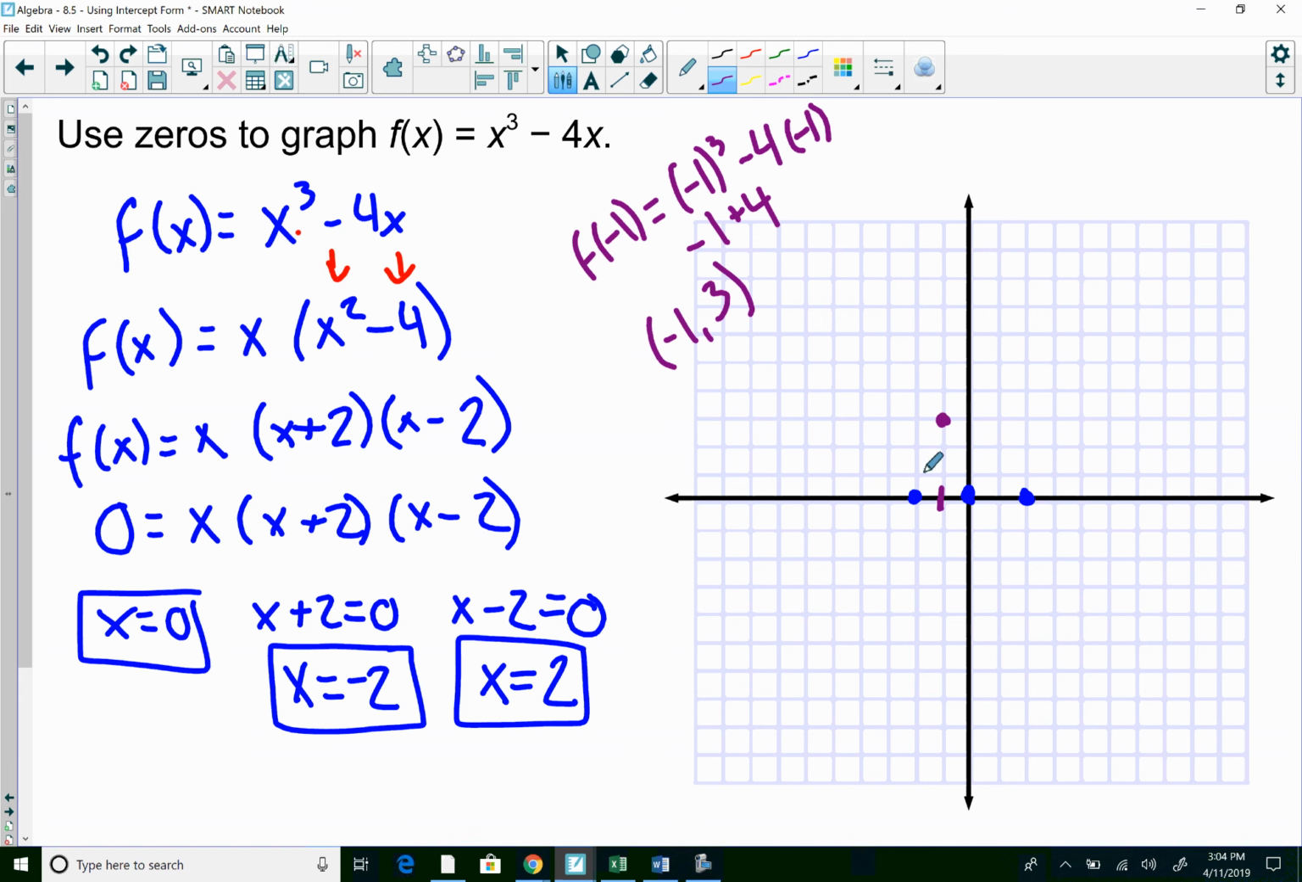Okay, so that gives you just kind of the basic shape. You know that this graph is going to go from this point at negative 2, 0. It's going to go up to this negative 1, 3, and it's going to come back down. But we still have to figure out that minimum right here at 1. So we're just going to do the same process. We're going to figure out f of 1.